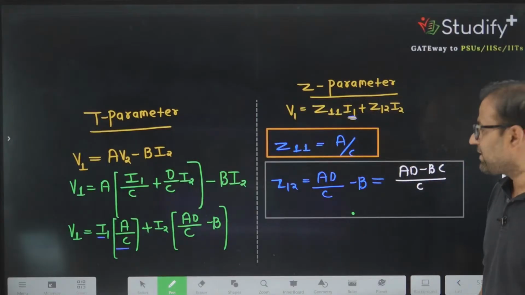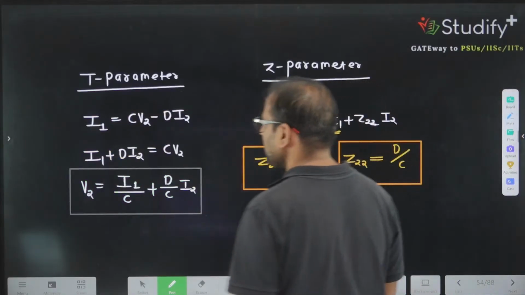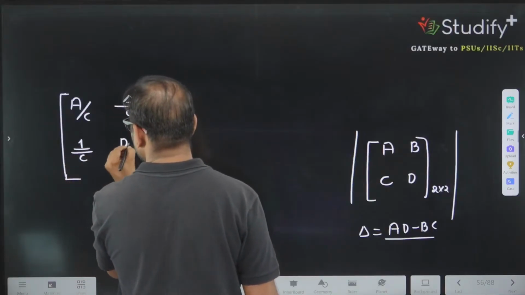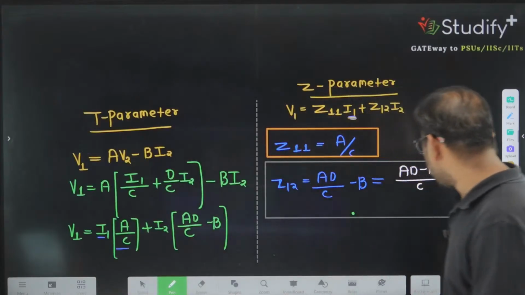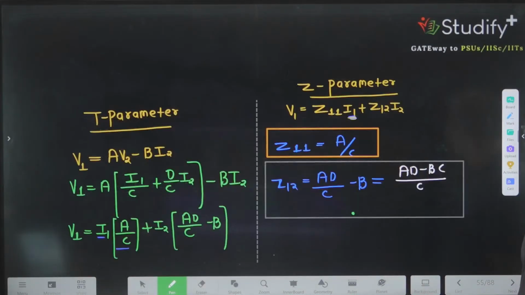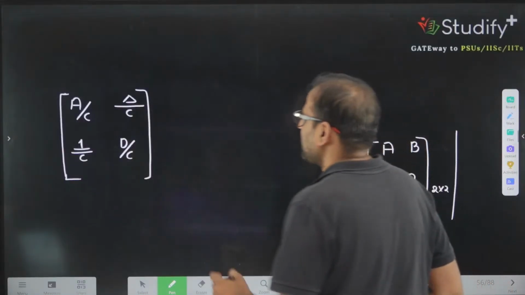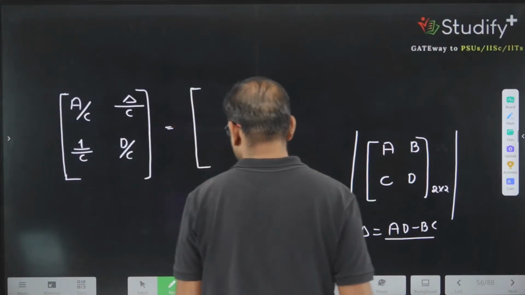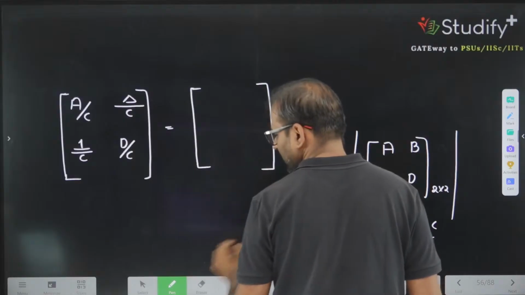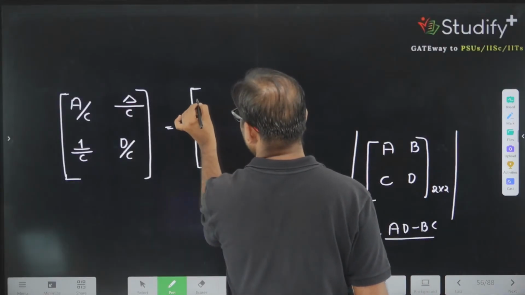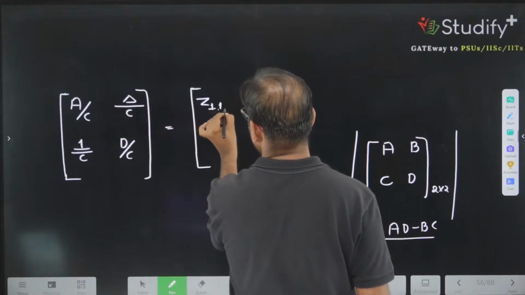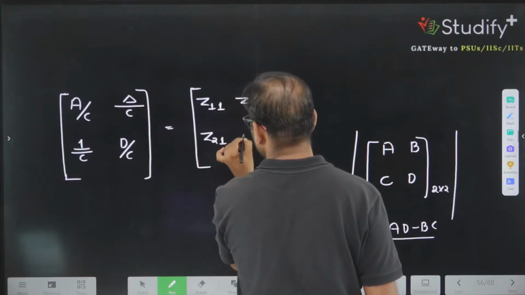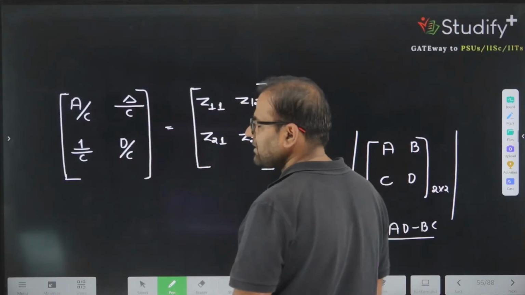Now Z21, what is Z21? Z21 is 1 by C, and Z22 is D by C. Can I say this is the Z parameter of the two-port network? This parameter is known as Z parameter of two-port network. This is the Z parameter equivalent.